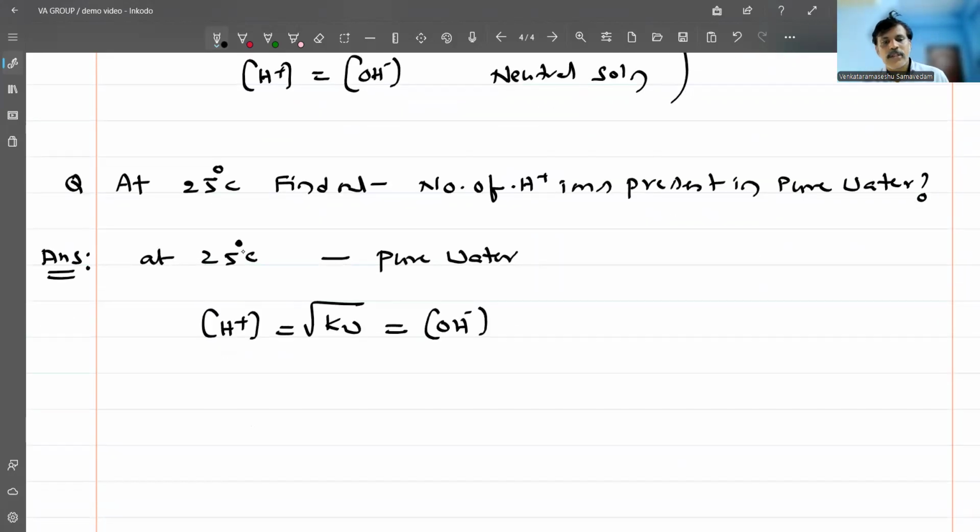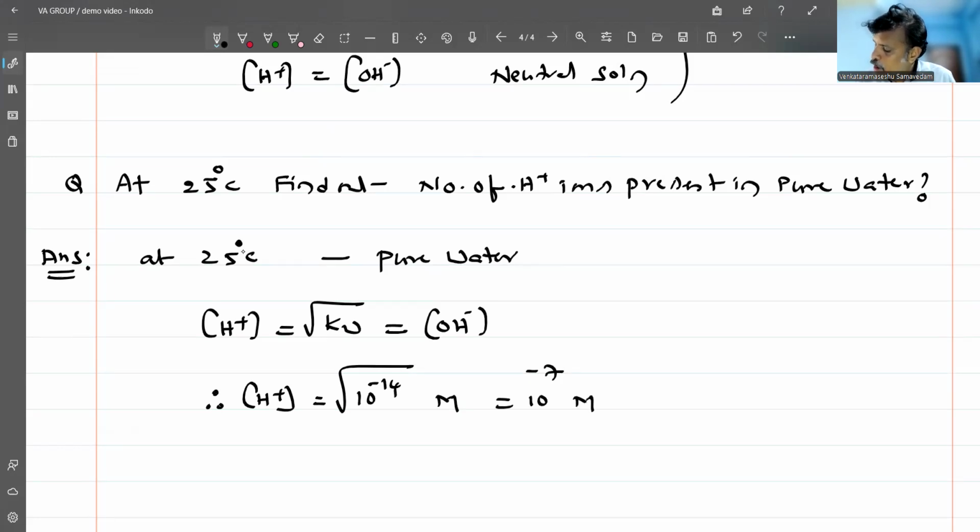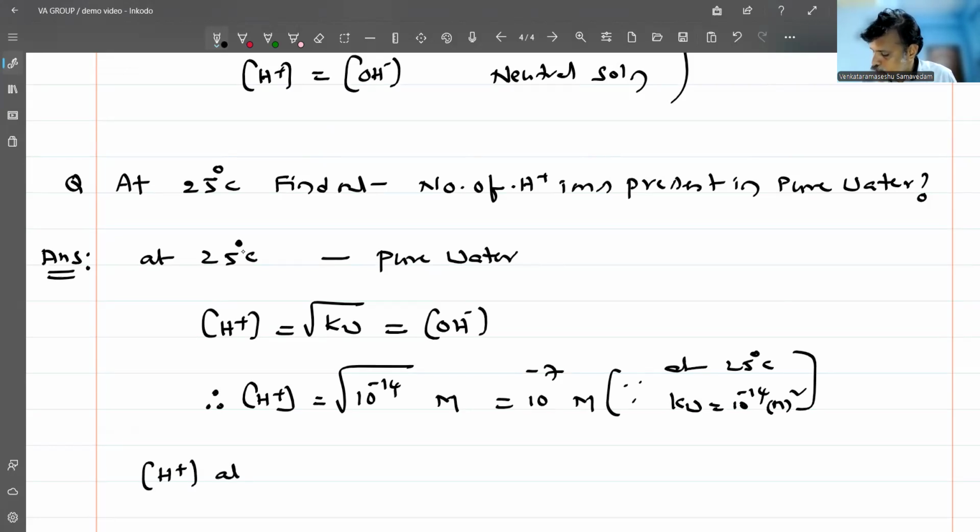Why? Because H plus ions concentration is equal to OH minus ions concentration. Therefore, H plus ions concentration is equal to square root of 10 to the power of minus 14 molar, that is equal to 10 power minus 7 molar. Why? Since at 25 degrees centigrade, Kw is equal to 10 power minus 14 molarity whole square. Therefore, H plus ions concentration at 25 degrees centigrade is 10 power minus 7 moles per liter.